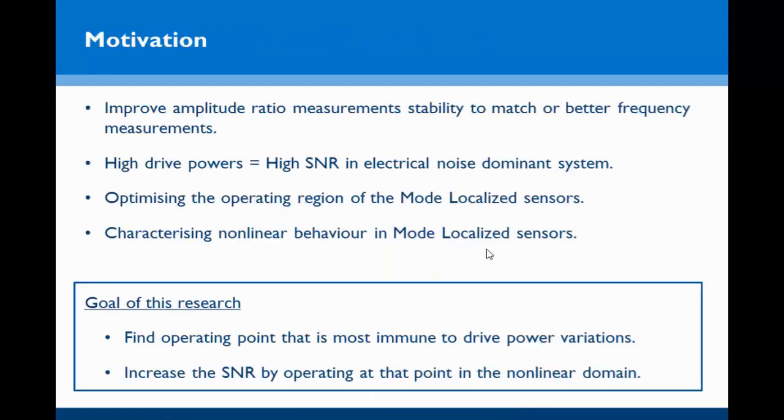And this leads me to the motivation of this research, in that for a while we've been trying to work with amplitude ratio output metric to compare with the frequency shift output metric, which is so conventionally used. One of the problems that we've been seeing is stability at lower integration times. One way in which we can increase this low integration time stability is driving it at higher power so that we have a higher output signal.